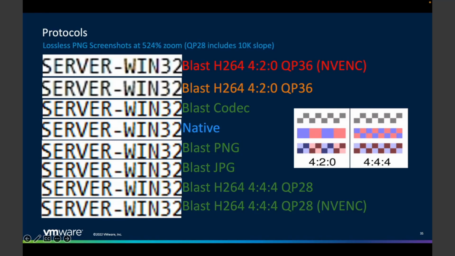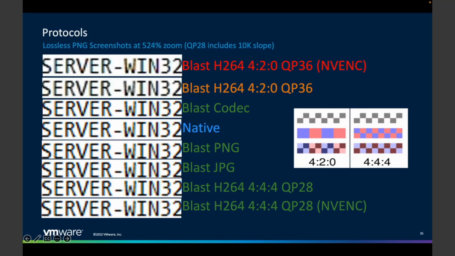In the middle, in blue, I've got the native machine, and I just did a screenshot. If I compare that with my eyes, it's absolutely identical to the BLAST PNG and the BLAST codec. For PNG, that makes sense, because PNG is a lossless codec. But the BLAST codec isn't lossless, it's lossy. But it's optimized in such a way that it gets to 80% of the quality of a native machine, and our human eyes are not capable, according to testing, of spotting the difference. And it's true, I really can't spot the difference.